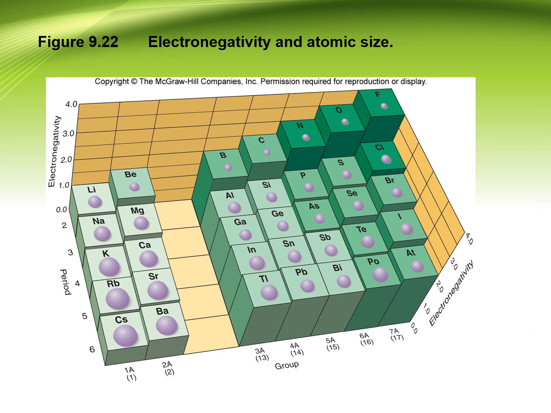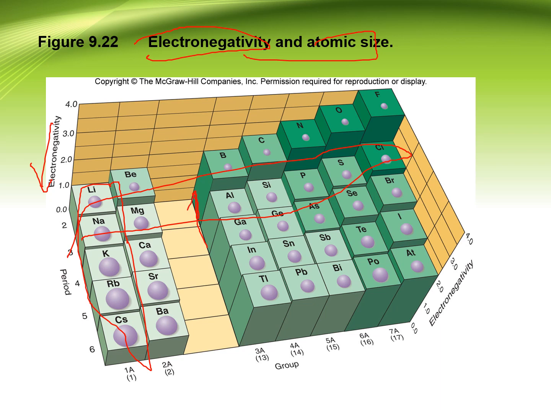Here you can see how to relate the electronegativity and atomic size. As the size gets bigger down the group, the electronegativity decreases. As the size gets smaller across a period, the electronegativity increases.